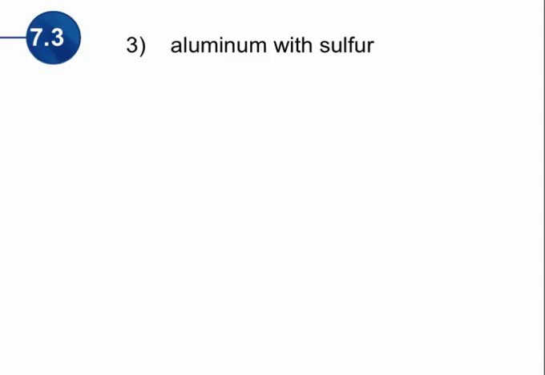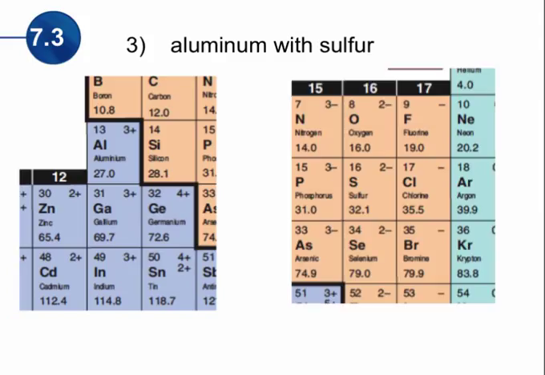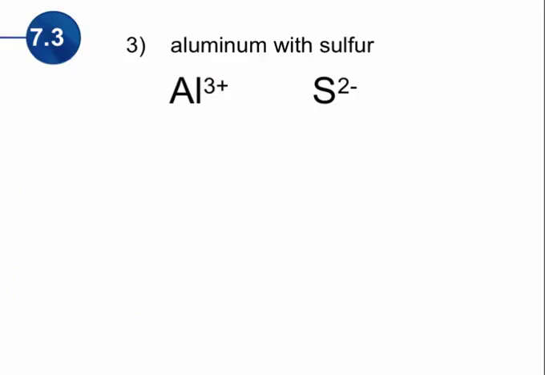So, you follow the same steps. Aluminum on the periodic table is Al with a 3 plus. Sulfur on the periodic table is S with a 2 minus. So, we'll write them down. Notice the charges aren't balanced, and we need the same number on each side. Well, let's just grab some more from the periodic table.